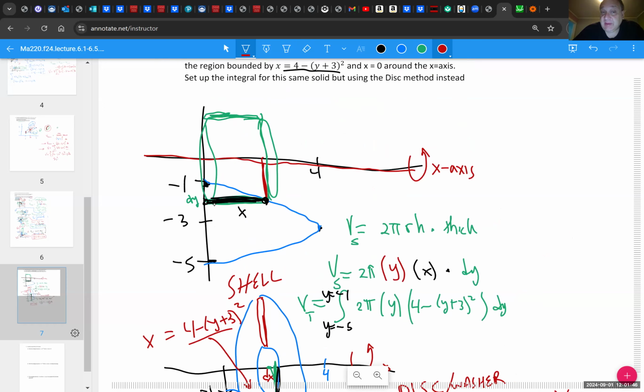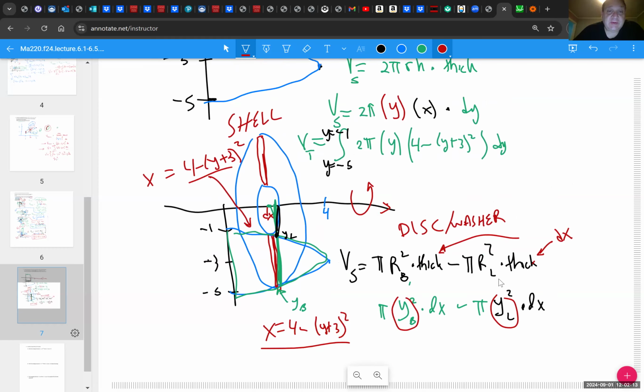If you use the shell method, it's very straightforward, right? You just do 2 pi r h times the thickness. The radius is the y distance, and the height here is the x distance. So the radius was just y, the height was just x. Our slice of our region made it dy. So all we have to do is change this x into y, and it's given to us right away. So I can change x into y, and I can do the calculation.